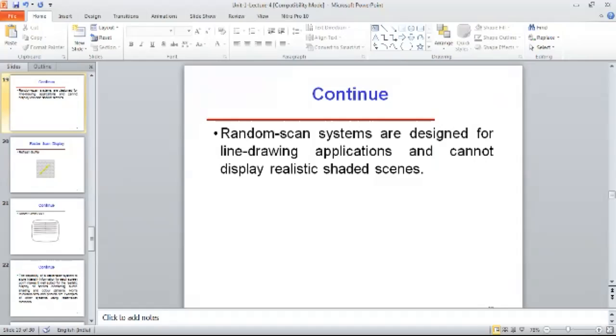Suppose there is a complete scene; we cannot get a realistic one. Even though we may feel there is a shaded scene, we do not get the proper image, because it is given in the form of lines. So mostly we use random scan systems only for line drawing applications. In unit 2 we will discuss in detail the line drawing applications, because there are various algorithms used to draw a line, and a system for how we draw lines on the screen.